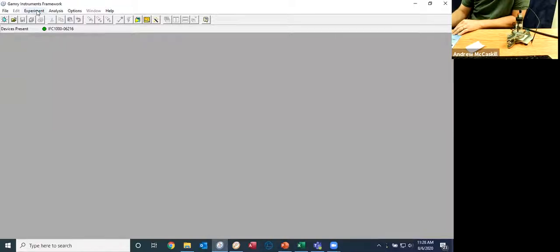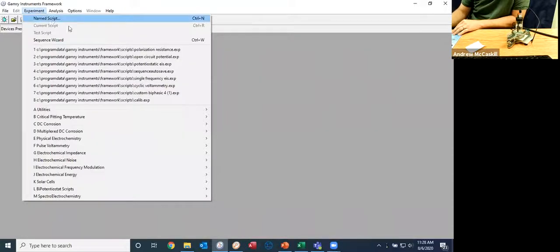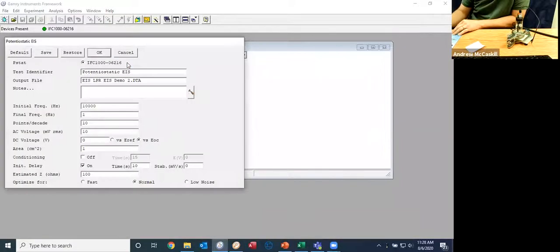So what I'm going to do now is, back in Gamry Framework, where we run the experiments from, go to Experiment and Potentiostatic EIS. Change this to 3. What we're going to do here is scan from a frequency of about 10,000 hertz. I'm only going to go down to 1 hertz just to save time.